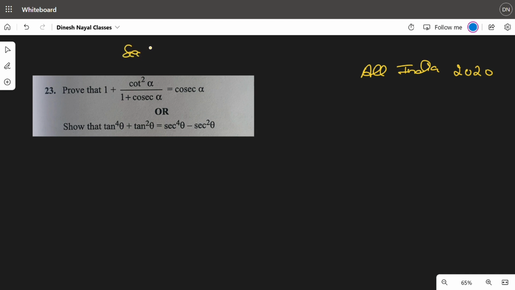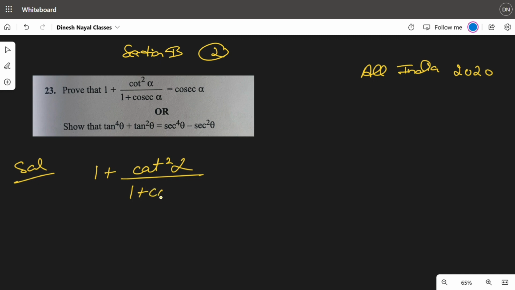This was from section B, and it's a 2 marker. So there are 2 parts, and we are going to do both the parts. The first part is 23. Prove that 1 plus cot square alpha upon 1 plus cosec alpha is cosec alpha. Okay. So we just write this: 1 plus cot square alpha upon 1 plus cosec alpha, equals cosec alpha.